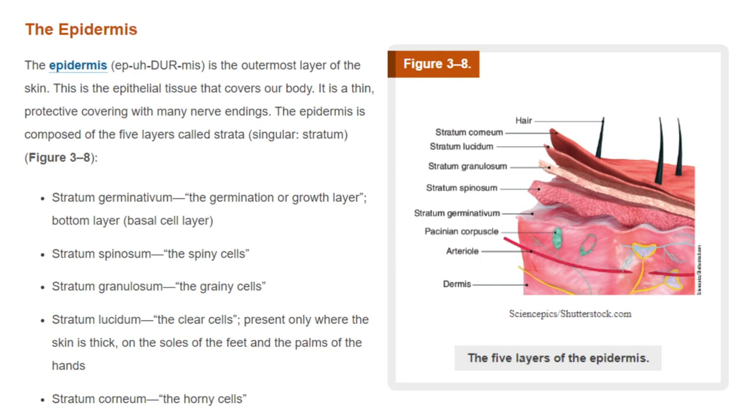Stratum germinativum are the germination or growth layer, bottom layer, basal cell layer. Stratum spinosum, the spiny cells. Stratum granulosum, the grainy cells. Stratum lucidum, the clear cells, present only where the skin is thick, on the soles of the feet and the palms of the hands. Stratum corneum, the horny cells.